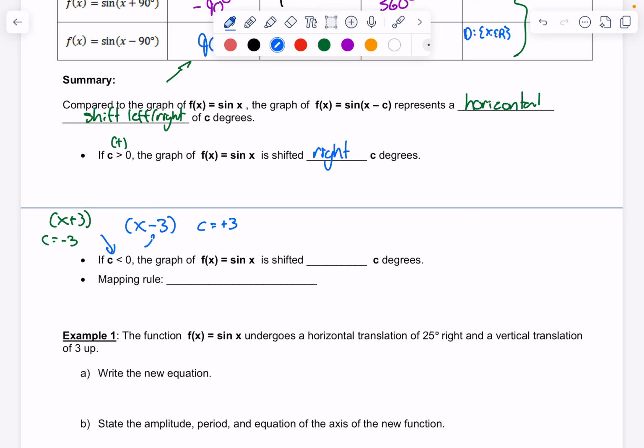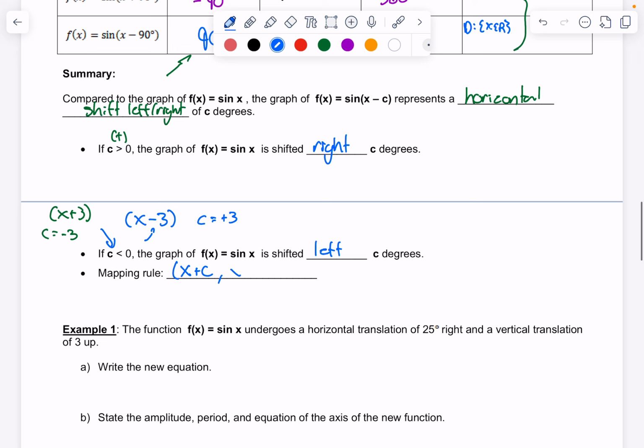So if c is less than 0, the graph is shifted to the left, c degrees. Your mapping rule, well, this deals with left and right, so it's your x plus your c, right? It changes your x values, where you are left and right. Your y's remain unchanged.